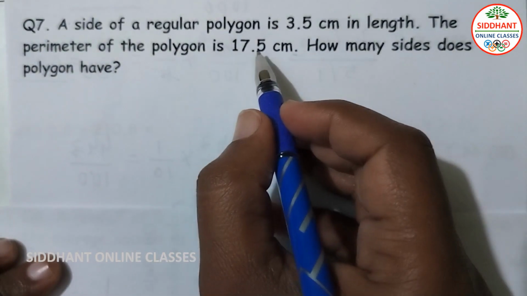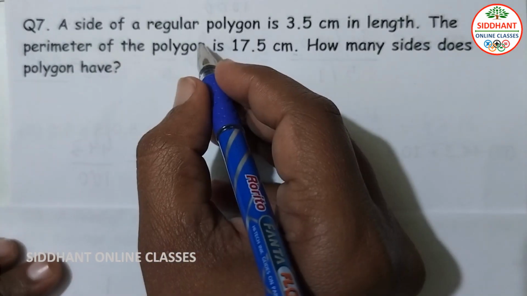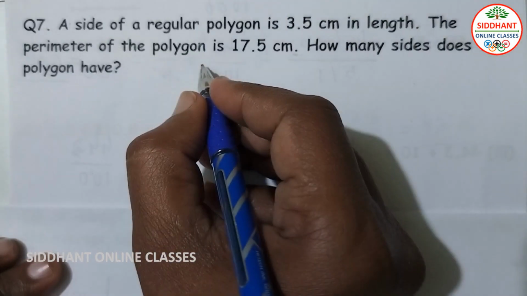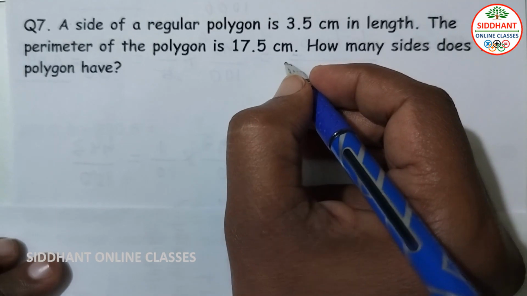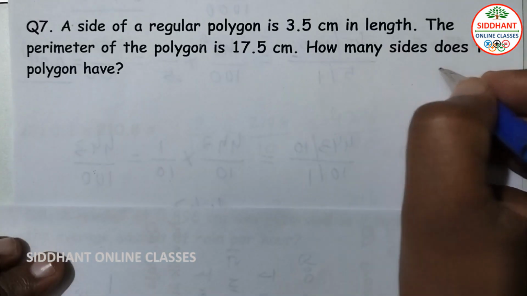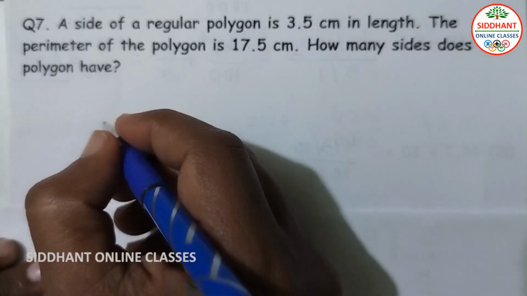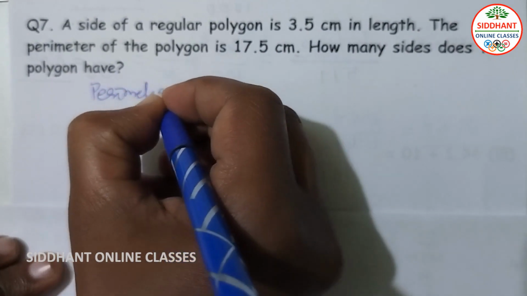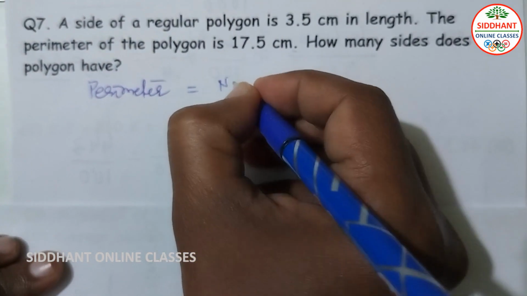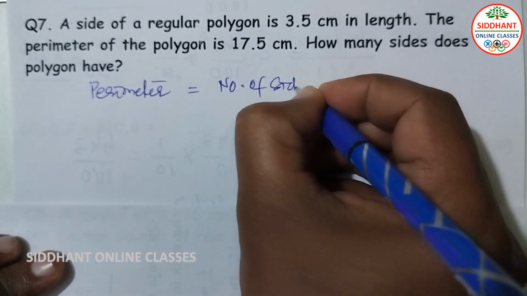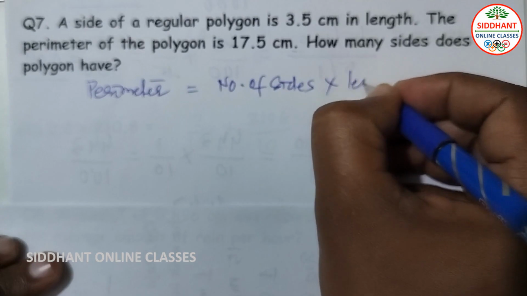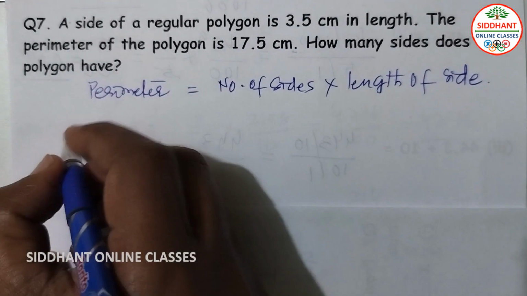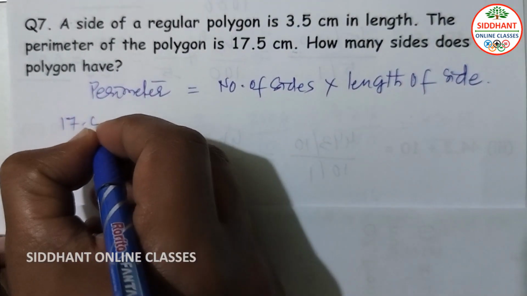Seventh one, a side of a rectangular polygon is 3.5 centimeter in length. The perimeter of the polygon is 17.5 centimeter. How many sides does the polygon have? So here perimeter of polygon equals number of sides into length of side. Now perimeter is given, that is 17.5.